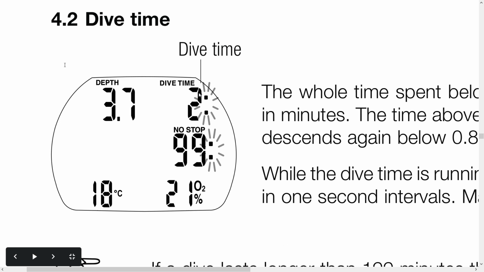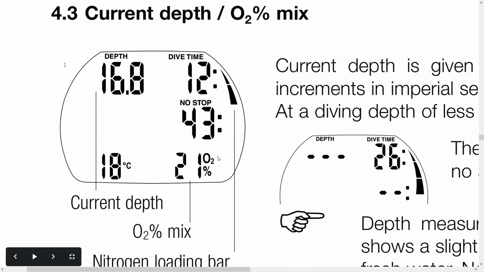While you're diving, the 2 colons after the dive time and no stop time will blink. That shows you that the computer is running and it's actively calculating your nitrogen and oxygen exposures. This screen is displaying the temperature and the oxygen mix. Again, these can be cycled during the dive by activating the buttons.